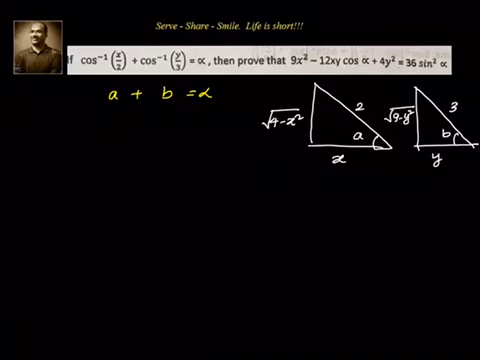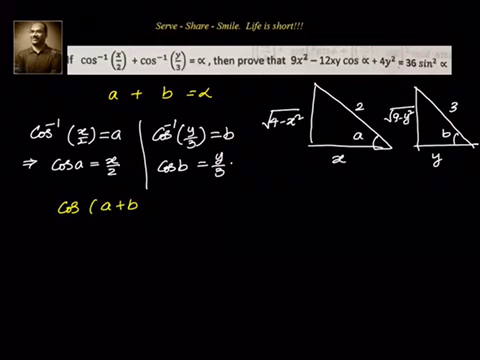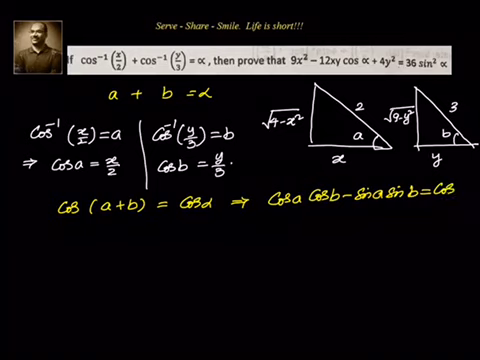So what we did, we'll write down here. We said cos inverse of x by 2 equal to A. That means cos A is equal to x by 2. Similarly, cos inverse of y by 3 is equal to B. That means cos of B is equal to y by 3. Now, let's first try to find out what is cos alpha. So we'll write down cos of A plus B is equal to cos alpha. That means cos A cos B minus sin A sin B is equal to cos alpha.